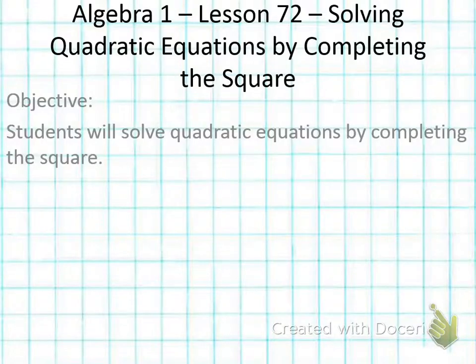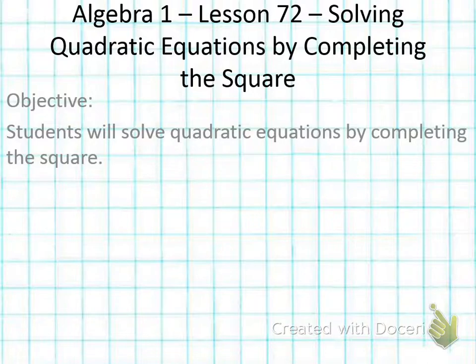Okay, this is lesson 72 for Algebra 1. We're going to be solving quadratic equations by completing the square. This is another method, the hardest method, and you can use this method instead of doing GCF or anything. This is just a different method.